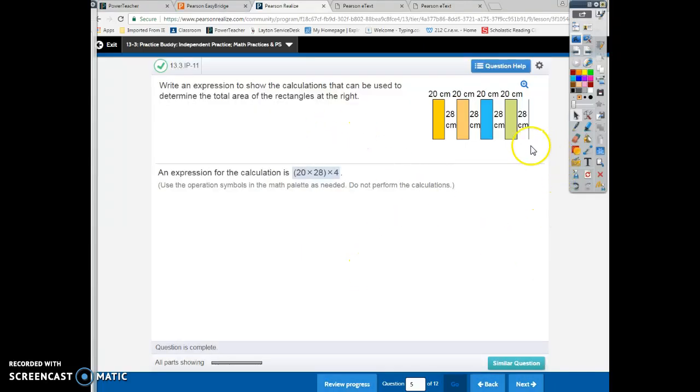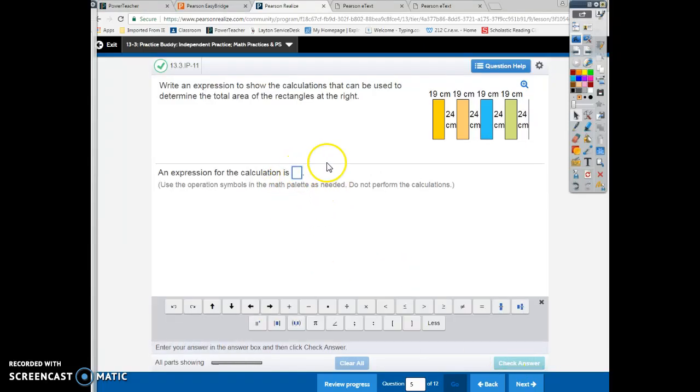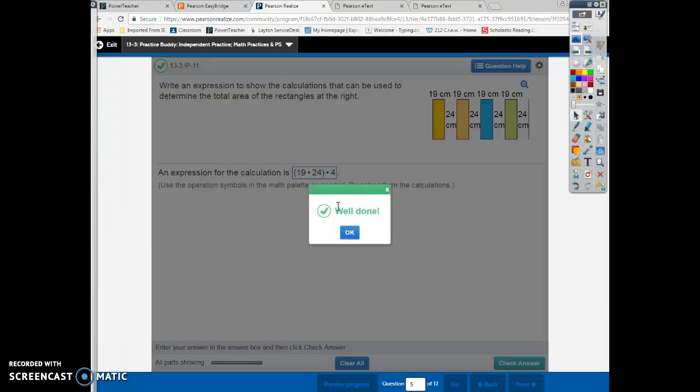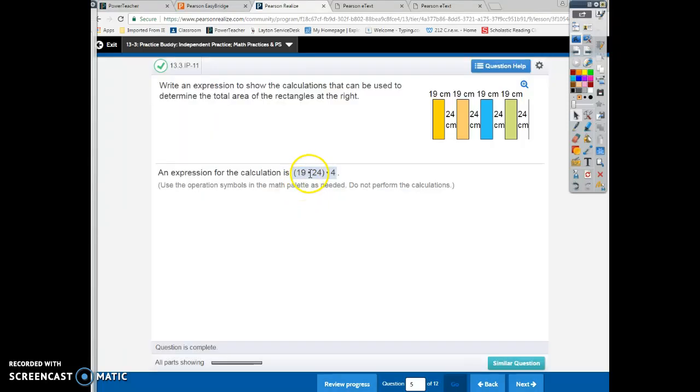So as you're going through these, just check and make sure. I want to show you something. We use the times sign here. In algebra, they also use this dot right here. So this is 19 times 24. So we could do 19 times 24, close my parenthesis, and then times that again by 1, 2, 3, 4. And we still should get it right. So either one of those is correct. You can use the dot symbol, which means multiply, or you can use the actual multiplication symbol.